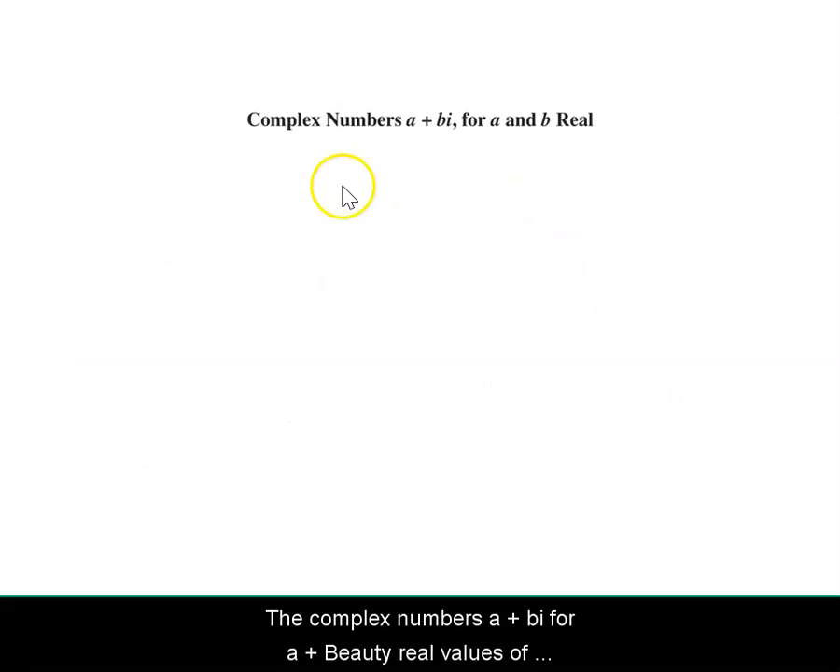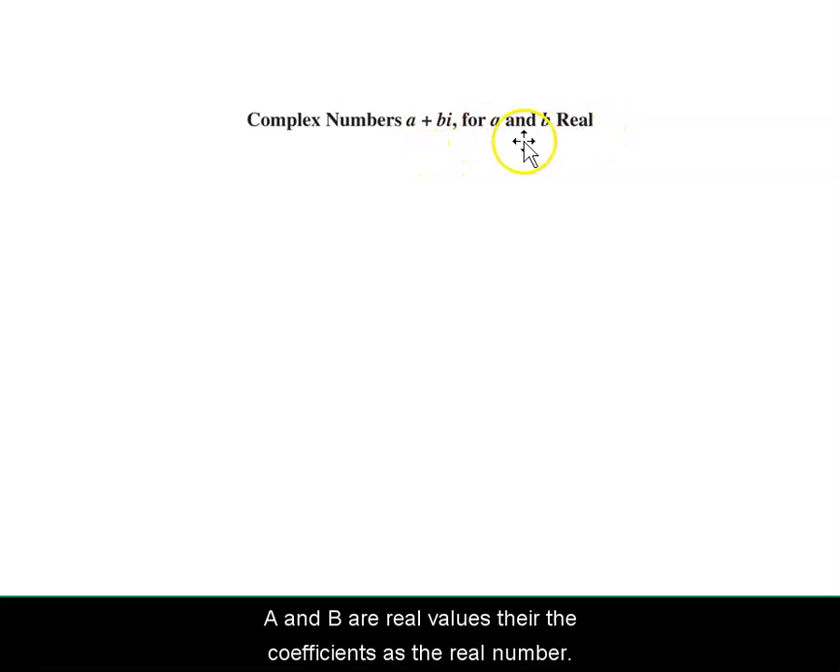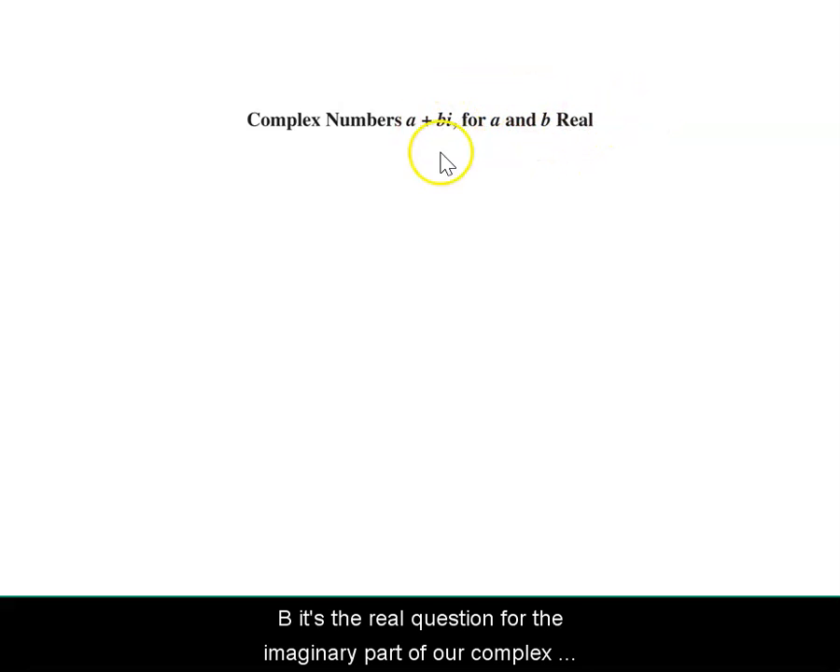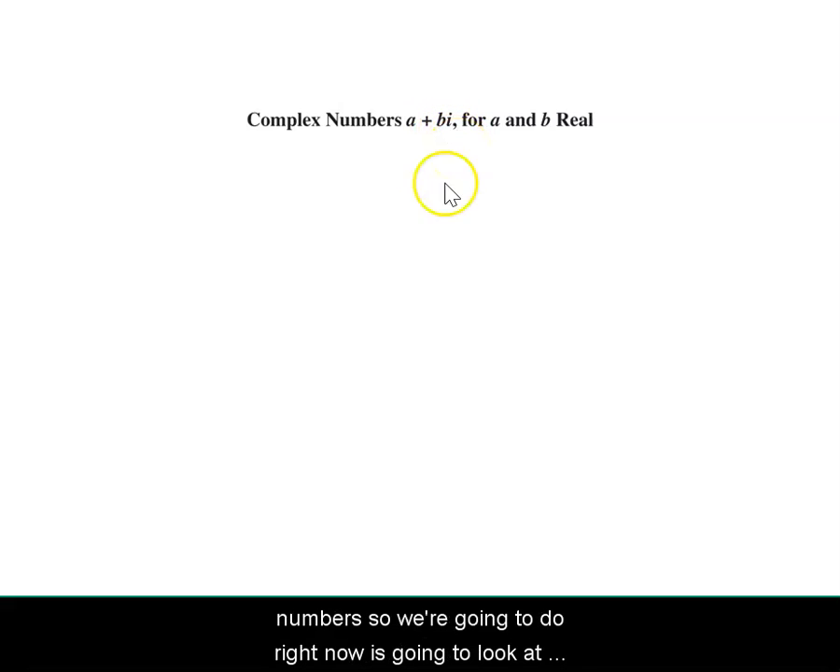Okay. So complex numbers, a plus bi, for a and b real values. So a and b are real values. They're the coefficients. a is the real number. b is the real coefficient for the imaginary part of our complex numbers. So what we're going to do right now is look at the complex number system and how it fits in with our number system in general.